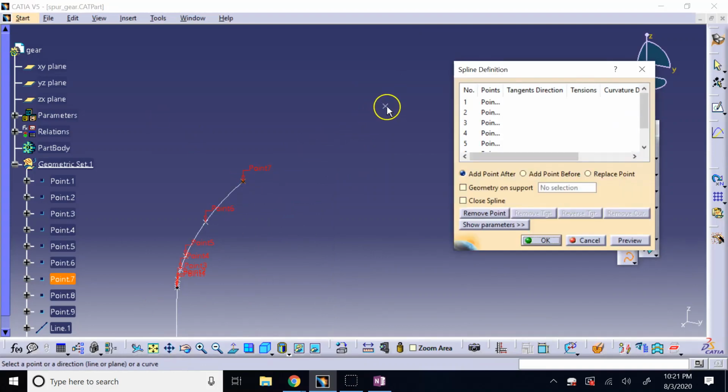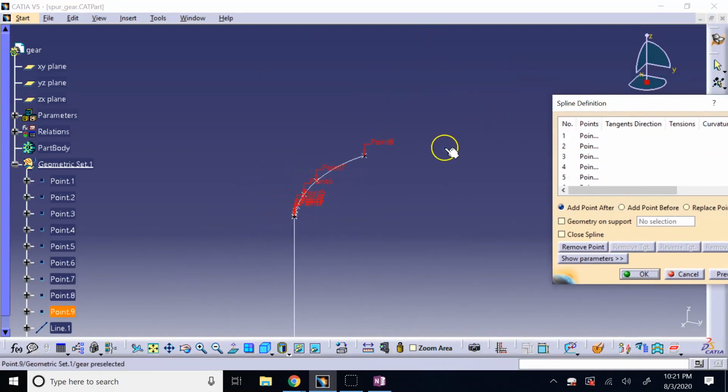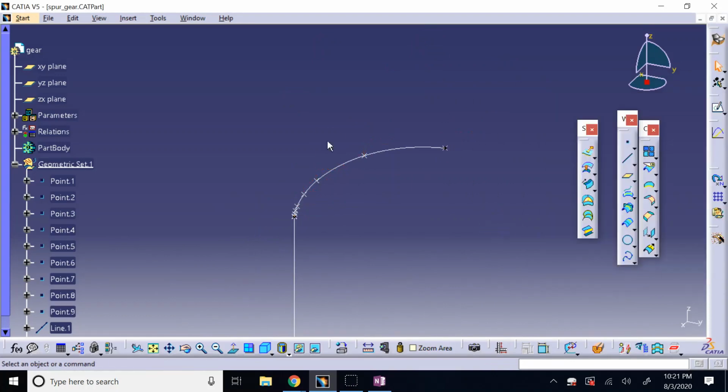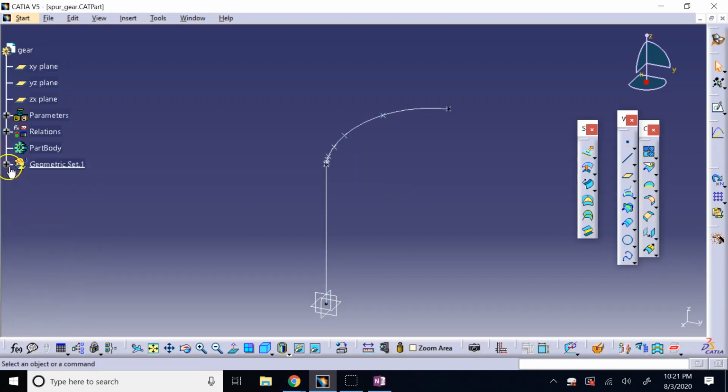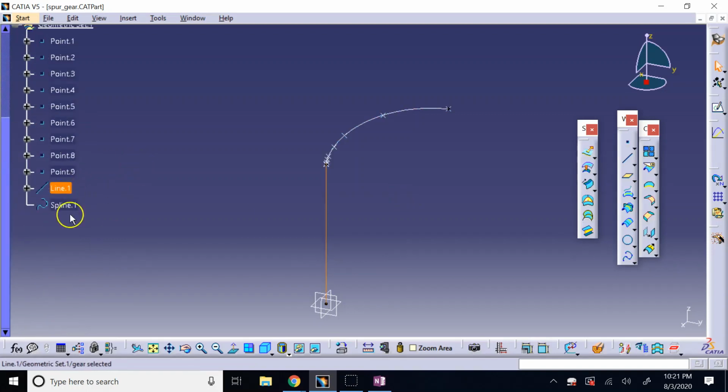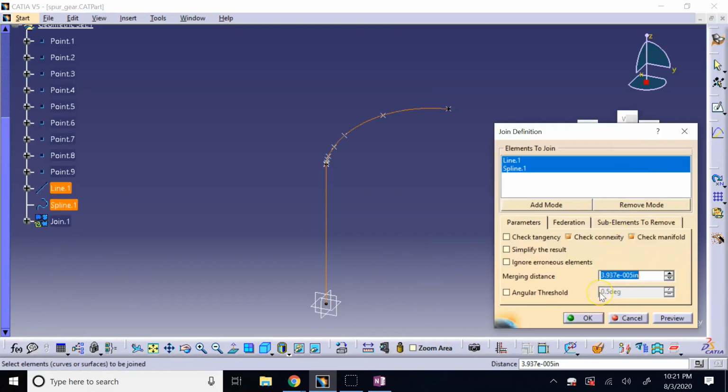Next one, and I guess there is one more. This one. Okay, so I got these two guys. Then I join that line and that spline together using the join command. Okay, and I join them.